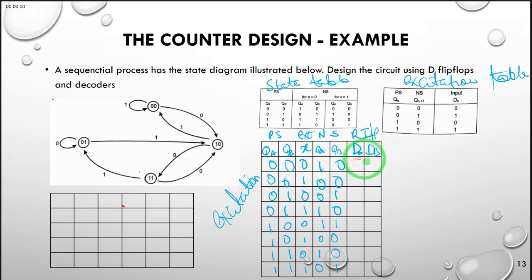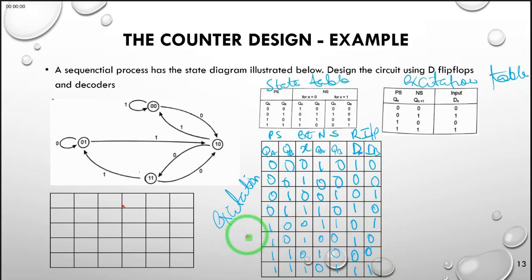And we have said that QA will always follow DA and QB will always follow DB from our excitation table, and therefore we know that the values of QA will be equal to the values of DA. So I will just copy that: 1, 0, 0, 1, 0, 1, 0, 1, and then for QB we will just follow 0, 0, 1, 0, 1, 1. So this is our excitation table.